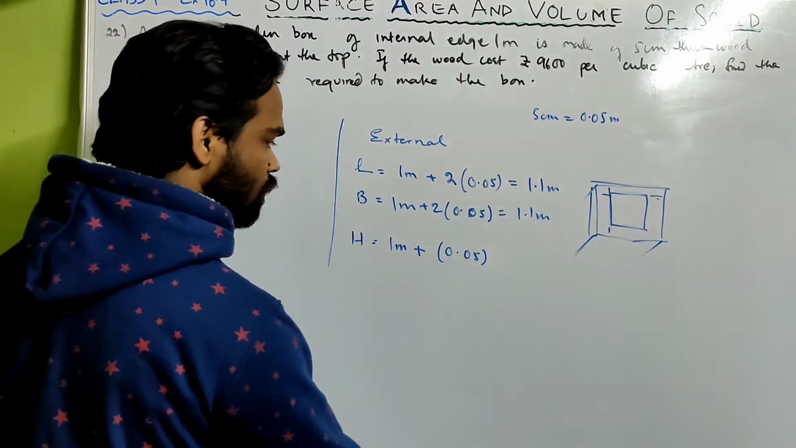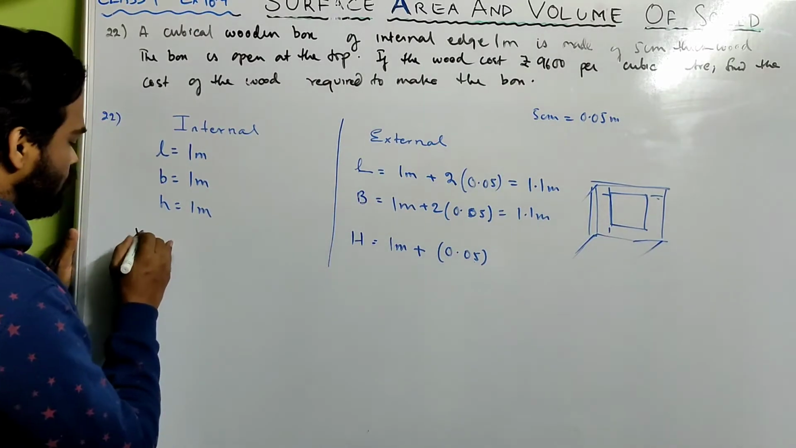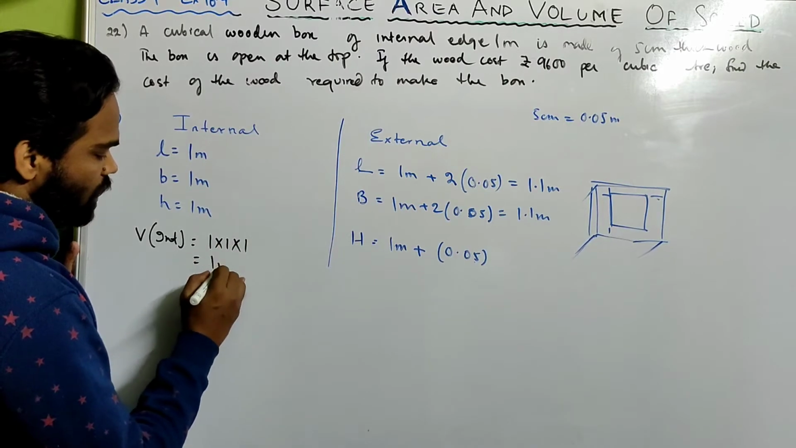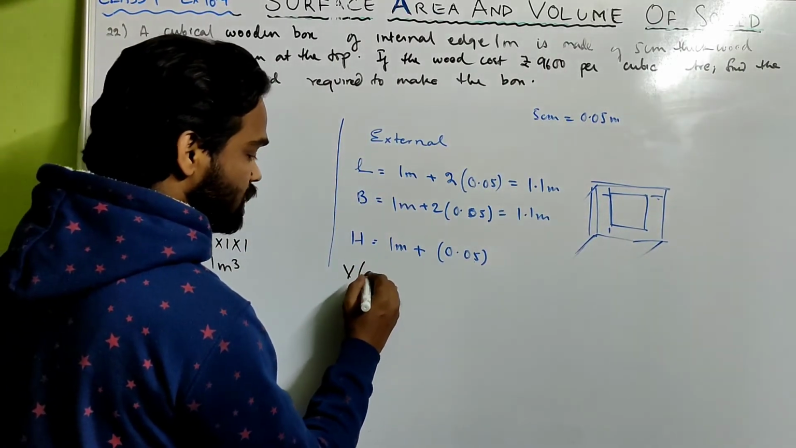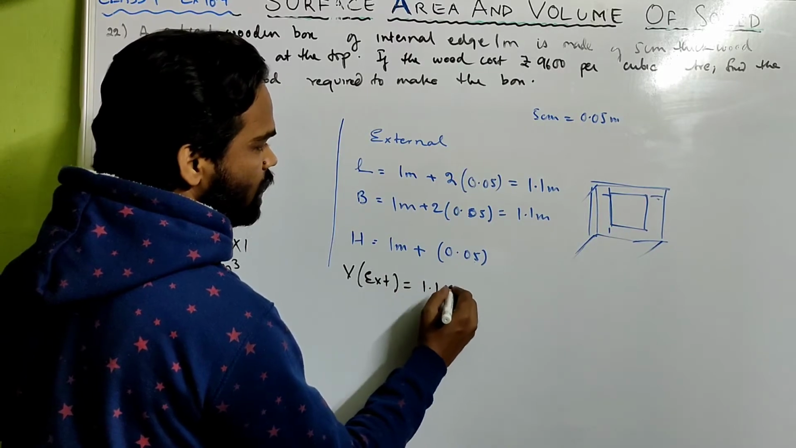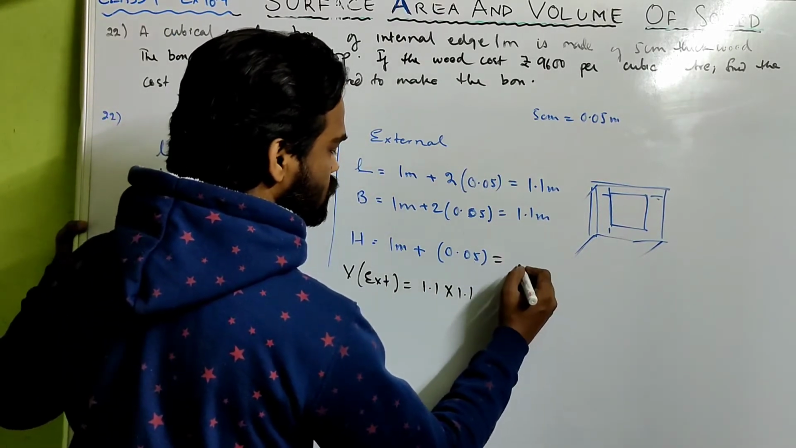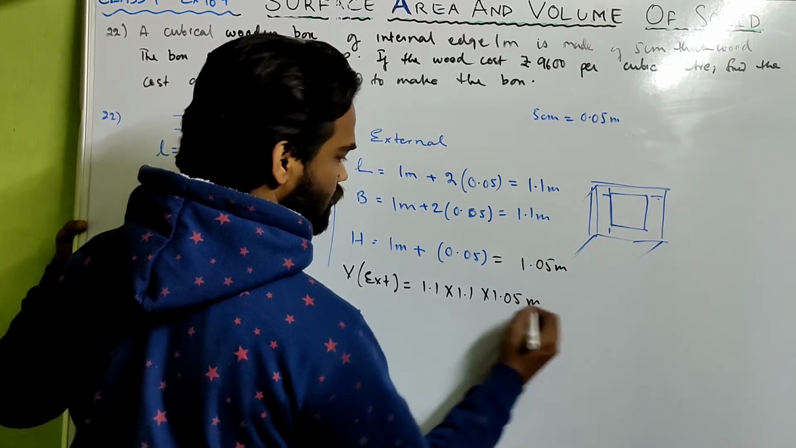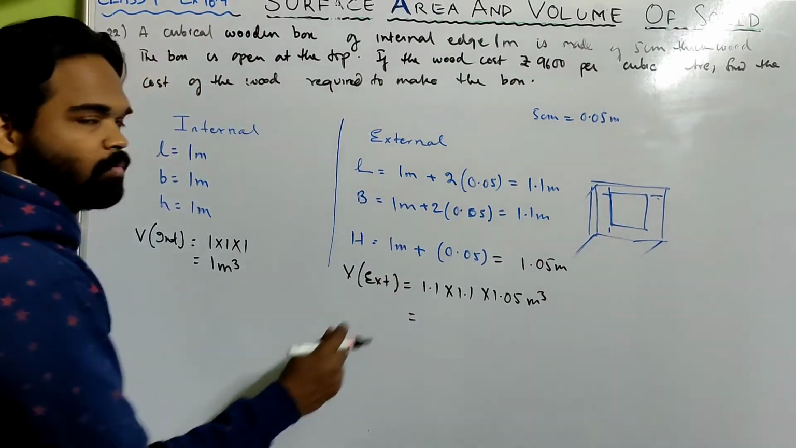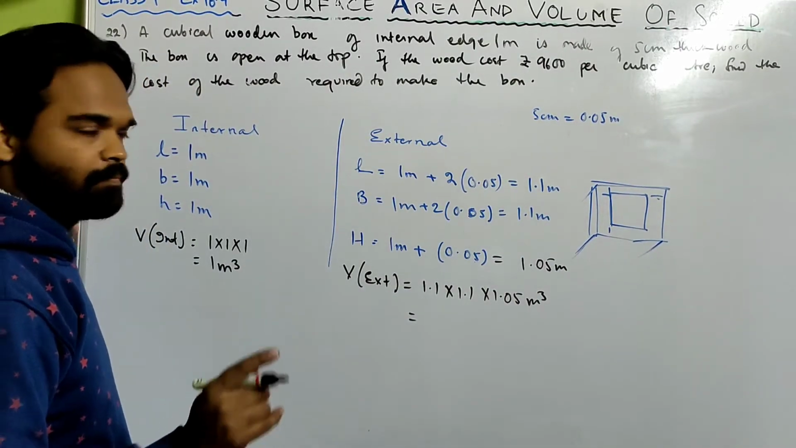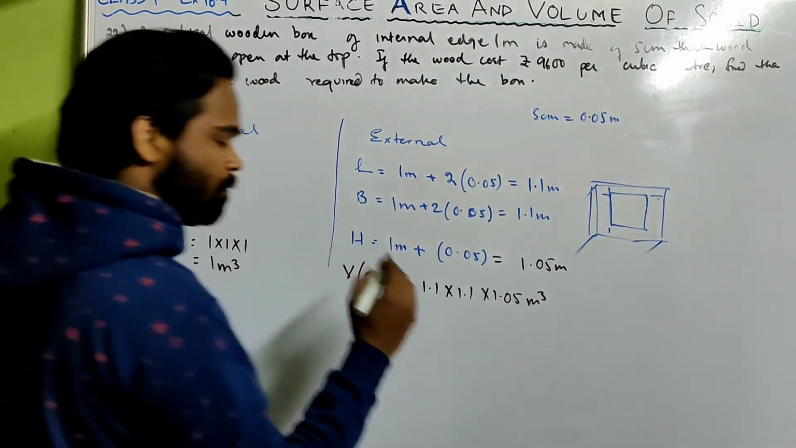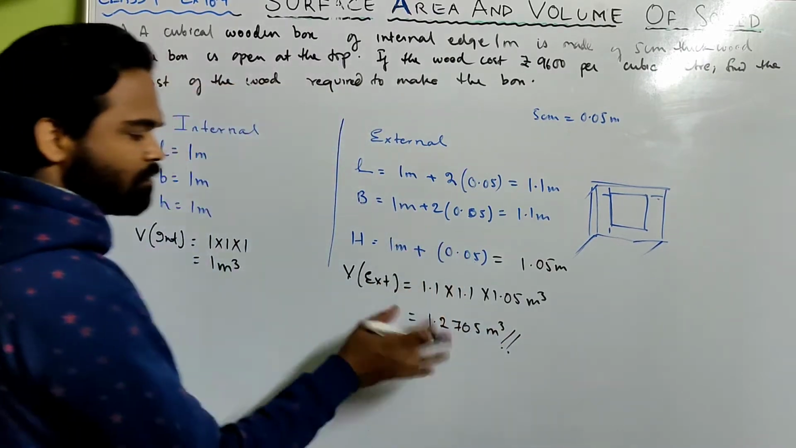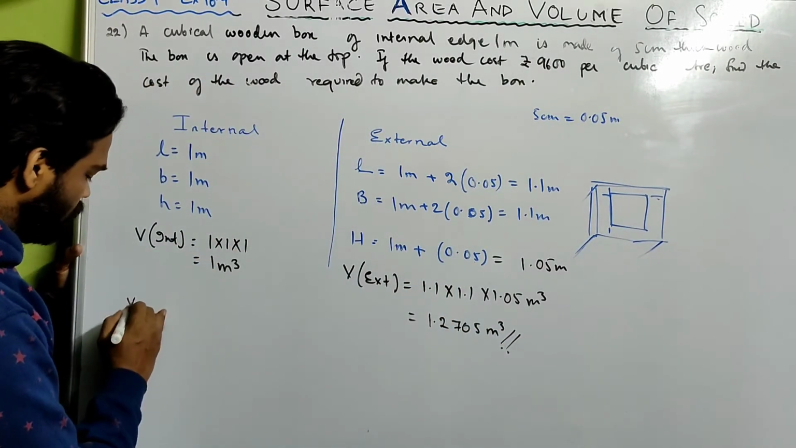Now, we'll get the volume in each case. Volume internal, that's 1 into 1 into 1, that's 1 meter cube. Volume external, that's 1.1 multiplied by 1.1, and this is 1.05 meter. Now 1.1 into 1.1 is 1.21. Into this 1.05, it will be 1.2705. I've done this calculation earlier. This is done.